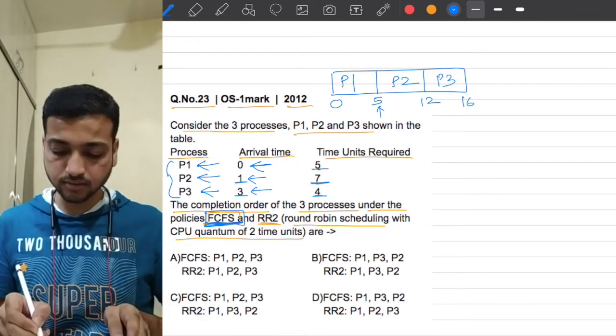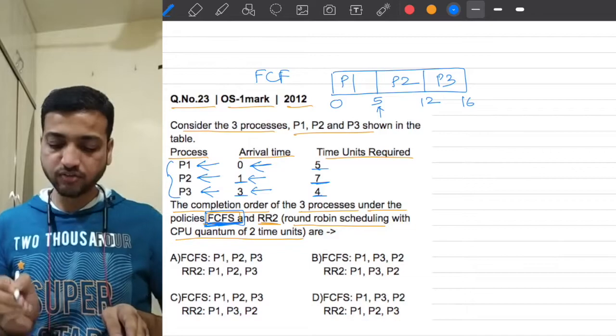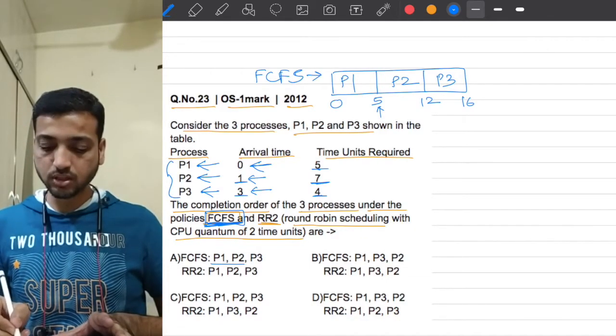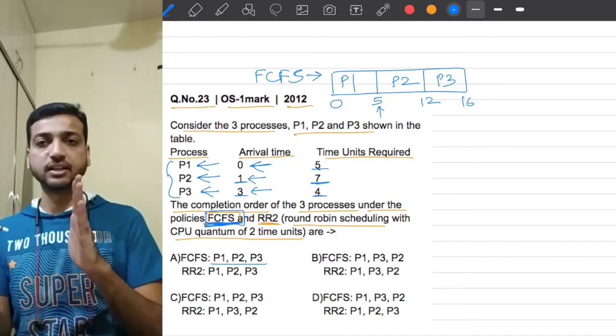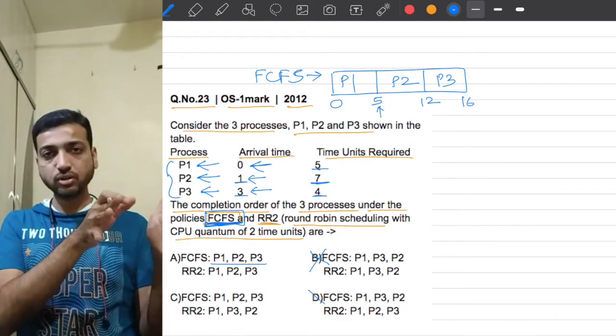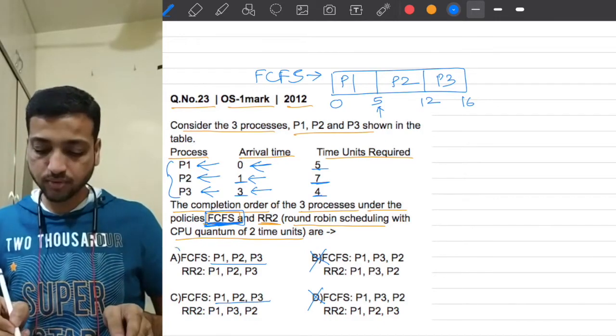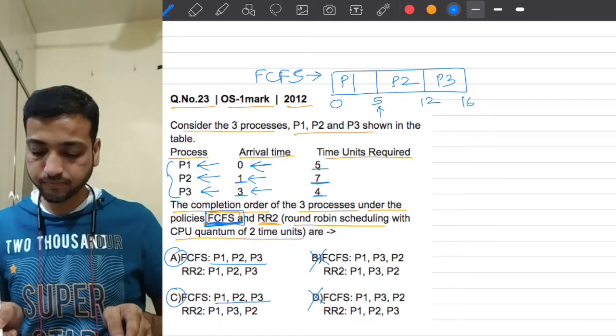So when we apply FCFS, we get P1, P2, P3. So here we have P1, P2, P3 in option A. Option B gets struck out. Option D gets struck out. We have P1, P2, P3 in C as well. So either A or C is our probable answer.